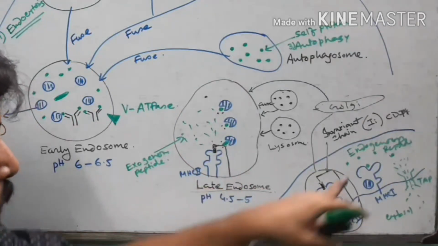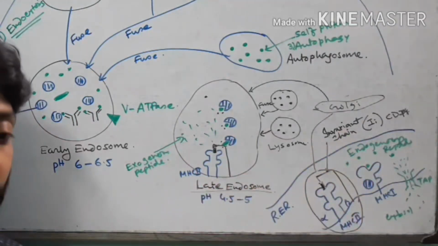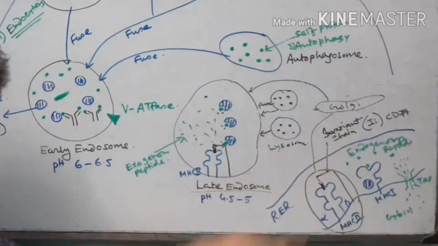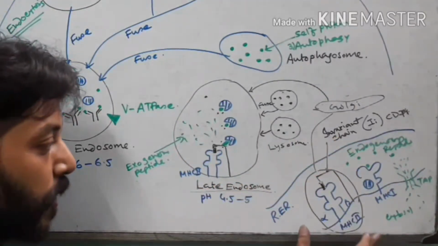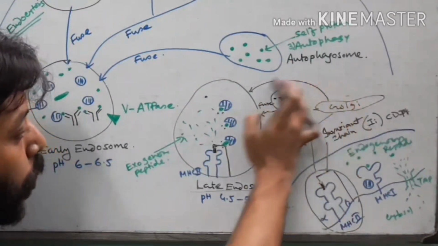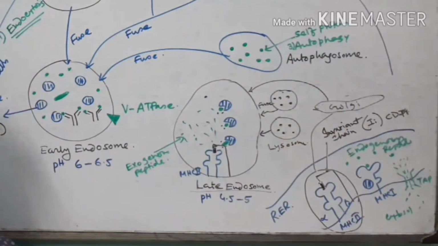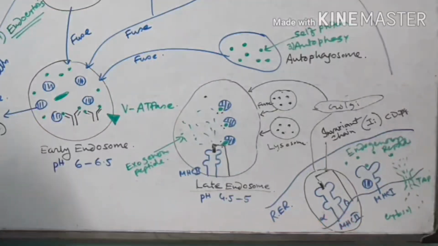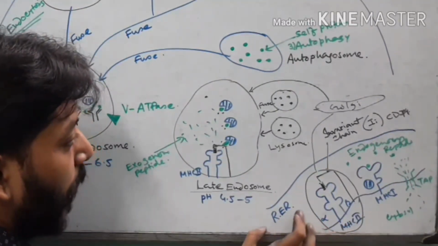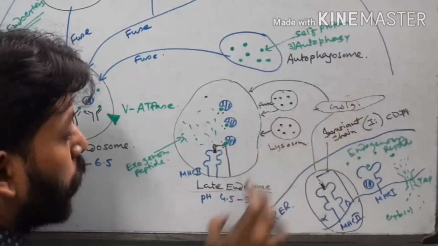So what is actually performed by this invariant chain? Invariant chain is actually the guide of the MHC2 molecule. If there is no invariant chain, the MHC2 can be present in the rough endoplasmic reticulum but cannot come out to the Golgi, and from the Golgi to the late endosome. Okay, so invariant chain has a signal sequence that guides the MHC2 molecule from RER to Golgi, and from the Golgi to the late endosome.